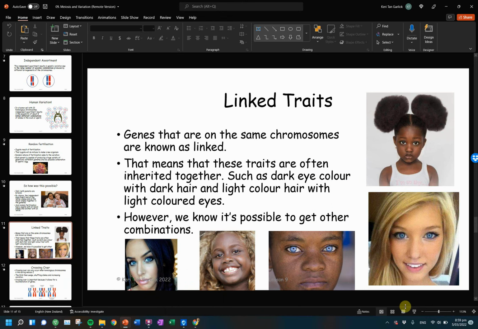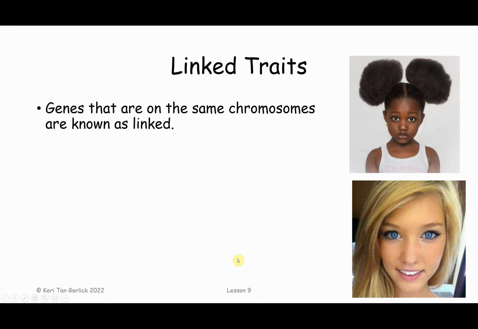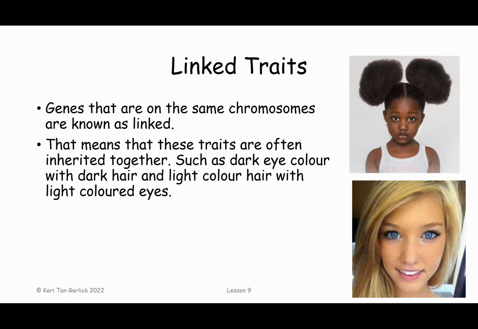So let's talk about the next way of variation. Obviously, one chromosome can have multiple different genes on there, and the genes that are on the same chromosome are known as linked genes. That means that when they're linked, they're often inherited together. We can see that in the general population as well, because you notice certain traits get inherited together. For example, dark eyes and dark hair tend to get inherited together. Light hair and light eyes tend to get inherited together.